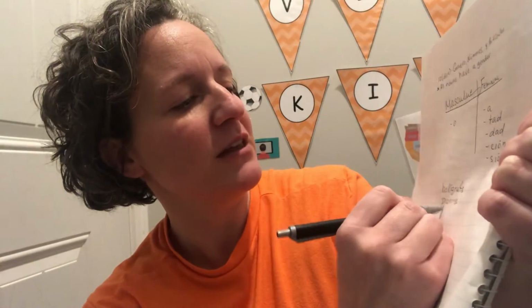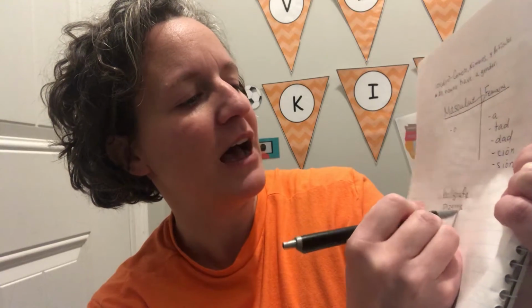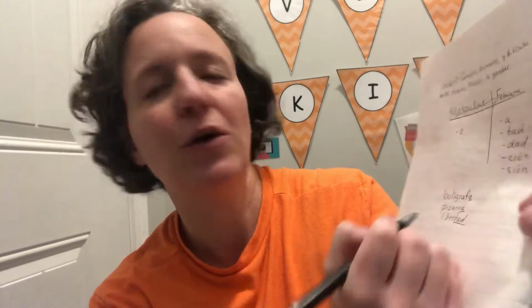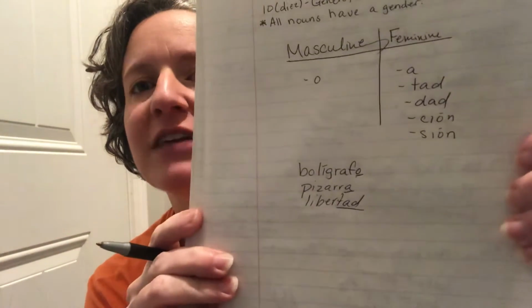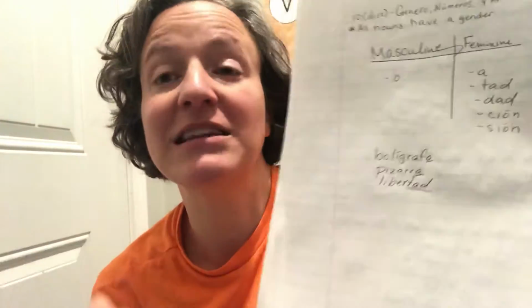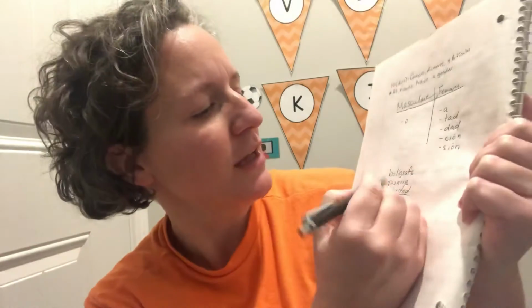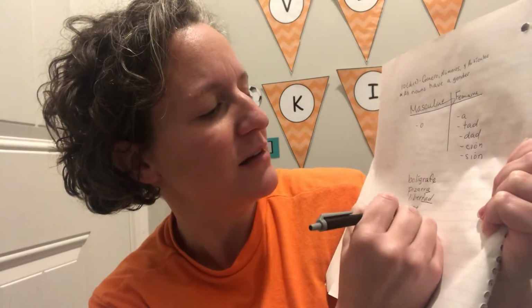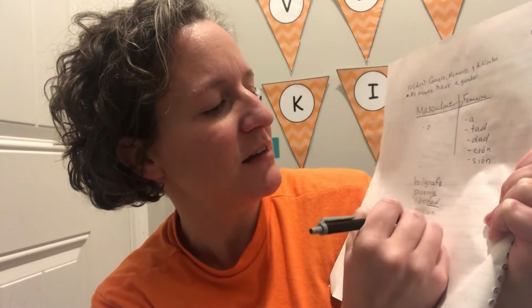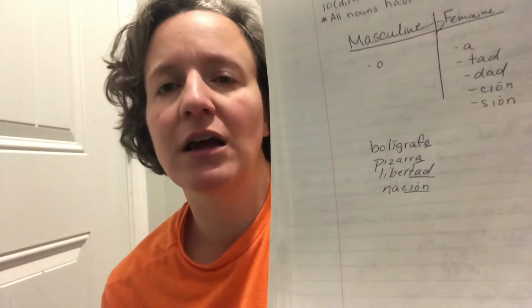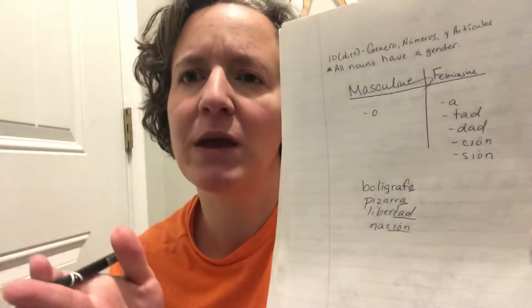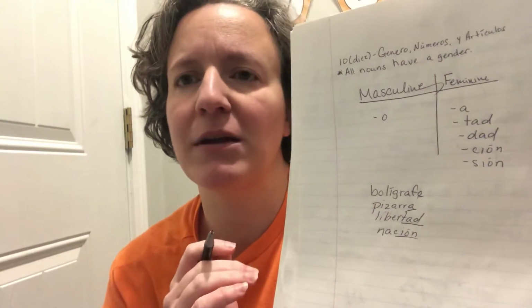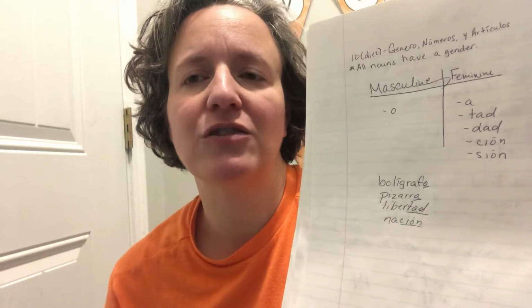If we have something that ends in tad or dad or sión, we don't have any of those vocab words yet, but the word libertad ends in tad. It means liberty. It's a feminine word. If you have something like nación, that ends in sión, that's a feminine word. But basically for us in this chapter, we're focusing on O being masculine and A being feminine. So that'll pretty much get us through.